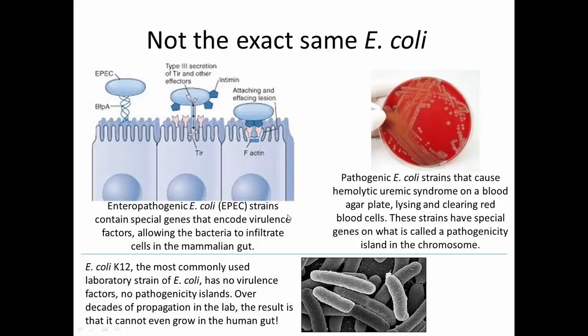And that is the result of the special DNA that happens to be in these E. coli. However, we have this E. coli strain K12, the most commonly used lab strain. This doesn't have these pathogenic DNA bits in them, or what we call pathogenicity islands, and I'll show you what that means in a little bit. Because they've been grown in the lab forever and ever, if they ever had the pathogenicity island in the first place, they've lost it. And the result is that these E. coli, these K12, can't even grow in the human gut.